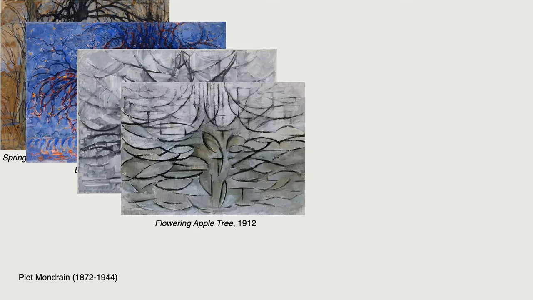And then the following year, Flowering Apple Tree, he's working with thinner paints. He's brought out the underlying structure. He's abstracted even further. And he writes at this time that he started to combine his painting style with his ideas of theosophy and how to combine them.